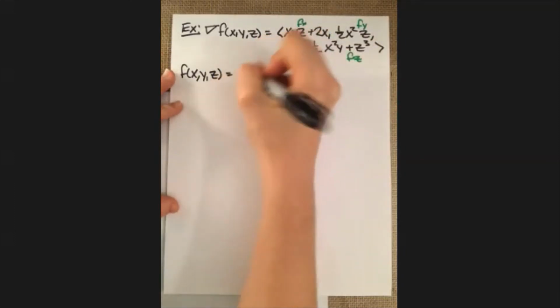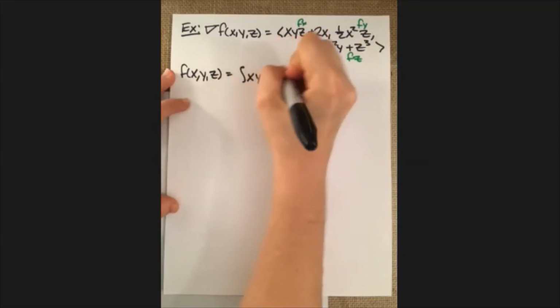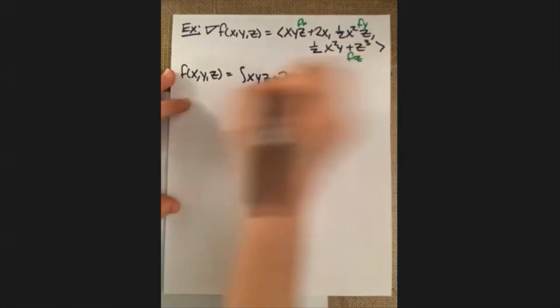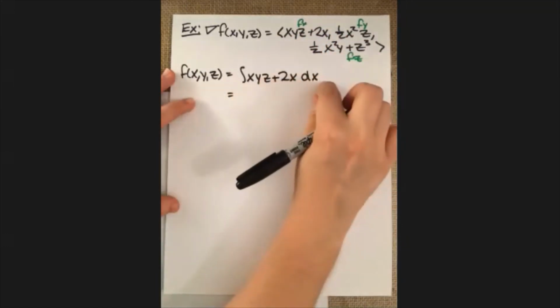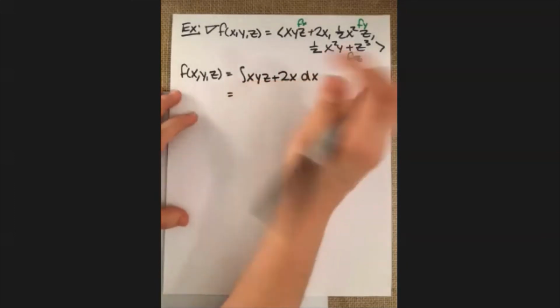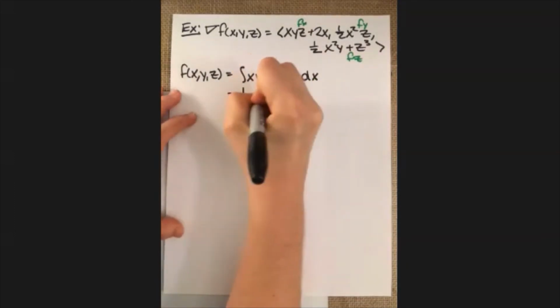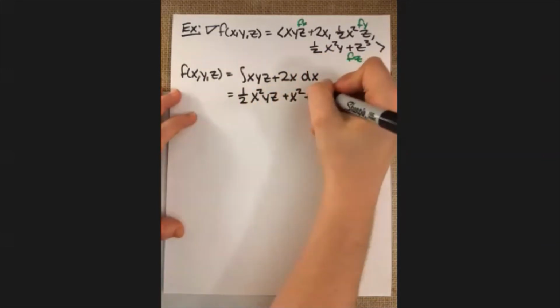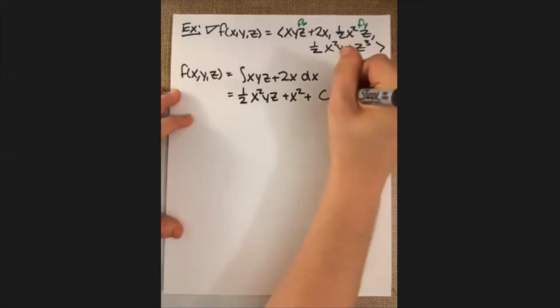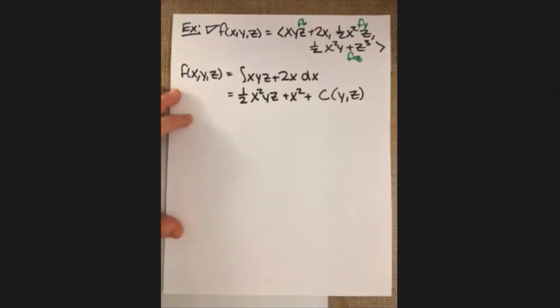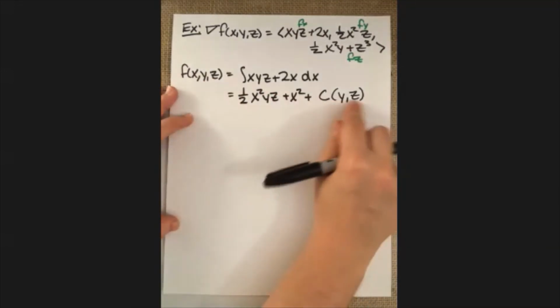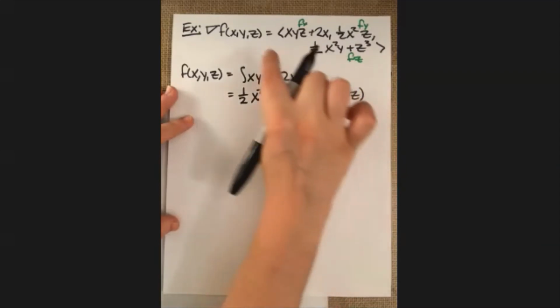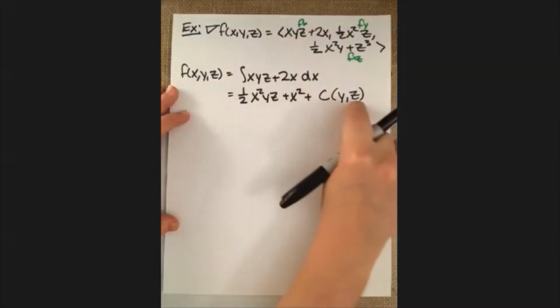So that's going to be the integral of xyz plus 2x dx. And after we integrate this with respect to x, treating the y and the z as though they're constants, we're going to get 1/2 x squared yz plus x squared, and then plus some function that is unknown in terms of y, and then this time we can also include the option of that function being in terms of z. Okay, so any function that's in terms of only y and z and no x's, that could have just fallen off when we take the derivative with respect to x, so we want to make sure that we account for that possibility.